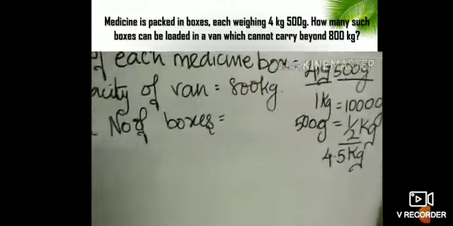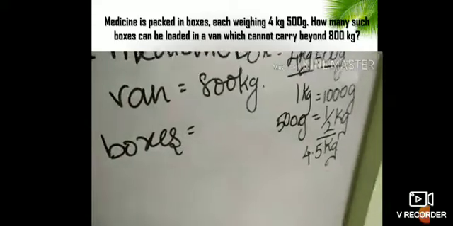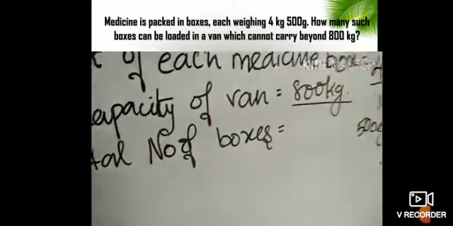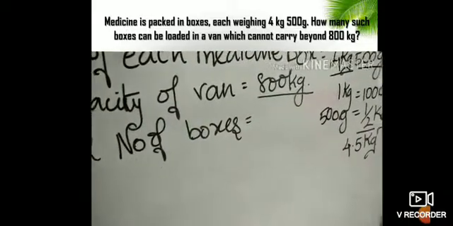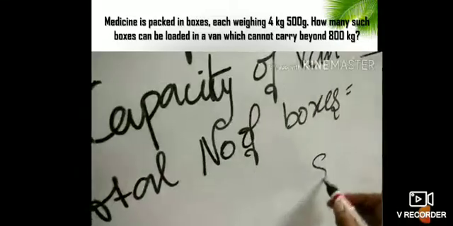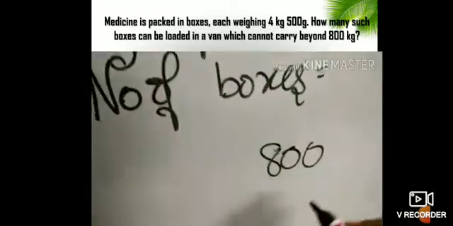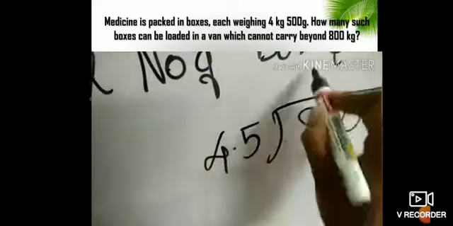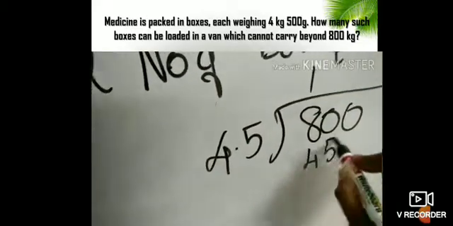Now each medicine box weighs 4.5 kg and the capacity of the van is 800 kg. So how many boxes can we put in it? Let us check. Yes. So for that I am going to divide 800 with 4.5.